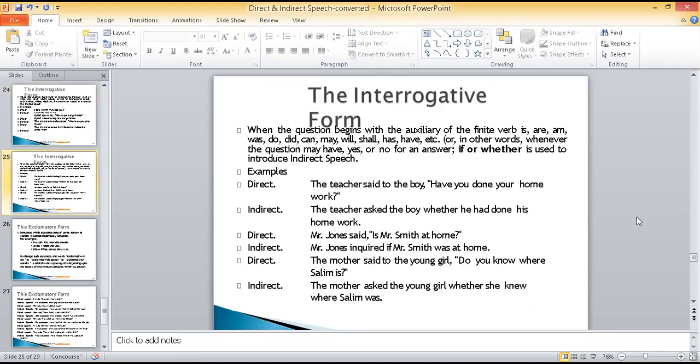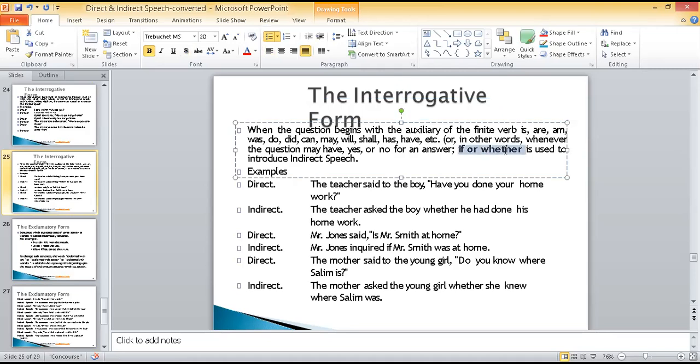Yes, if the questions are beginning with the W's or H, which means who, what, when, where, why, whom, something like that, you would not use whether or if. But if it is beginning with any other word like is, are, am, how, did, shall, will, has, have, then you have to use whether or if. The rest would remain as it is.